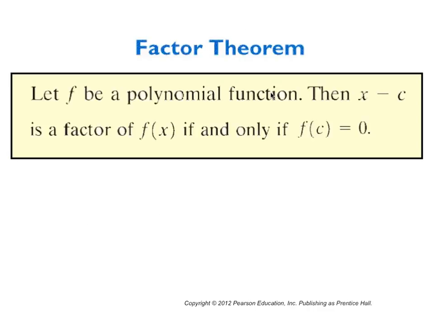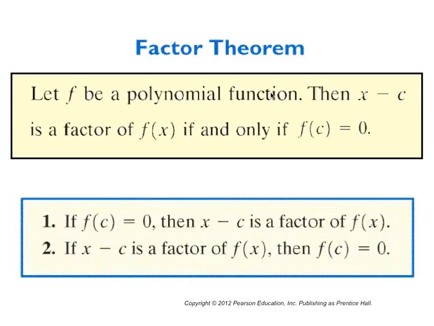Okay, the factor theorem. So again, f is our polynomial function. It says if x minus c is a factor of f, then f of c equals 0. And it also works the other way around. So what that means is that if we end up with a remainder of 0, then that is one of our factors. So there are these kind of two equivalent things here.